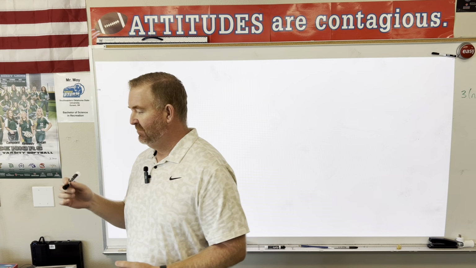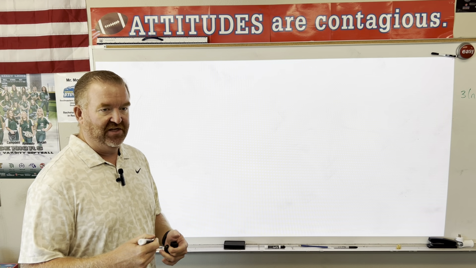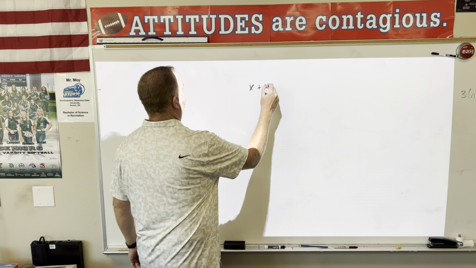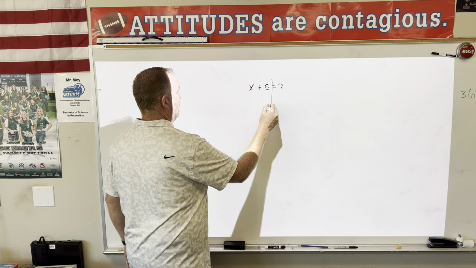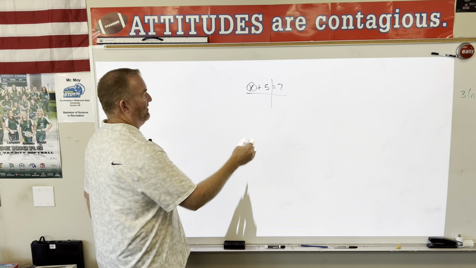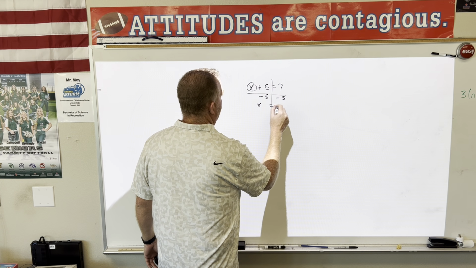All right, guys. The last lesson that we did was one- and two-step equations. Remember when we did x plus 5 equals 7, and we told you to solve for x? What's the opposite of plus 5? Minus 5, exactly. So we would go minus 5, and we had x equals 2.